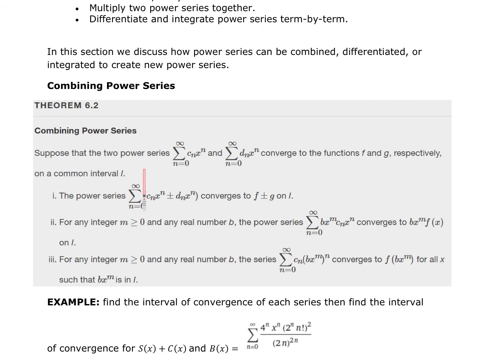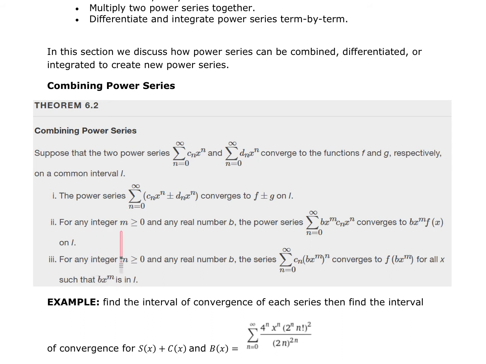So we have our first theorem here, which is combining power series. Suppose that two power series, both starting at n equals 0, c sub n x to the n and d sub n x to the n, converge to the functions f and g respectively on a common interval I, then the power series of the addition of these converges to f plus or minus g on I, if this is a plus or minus.